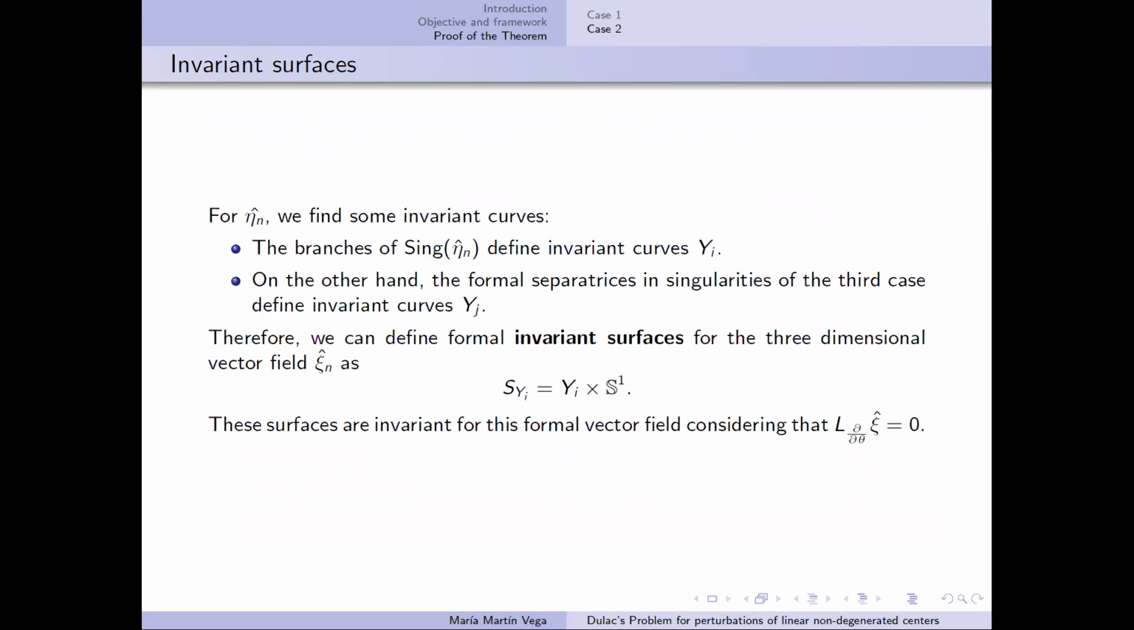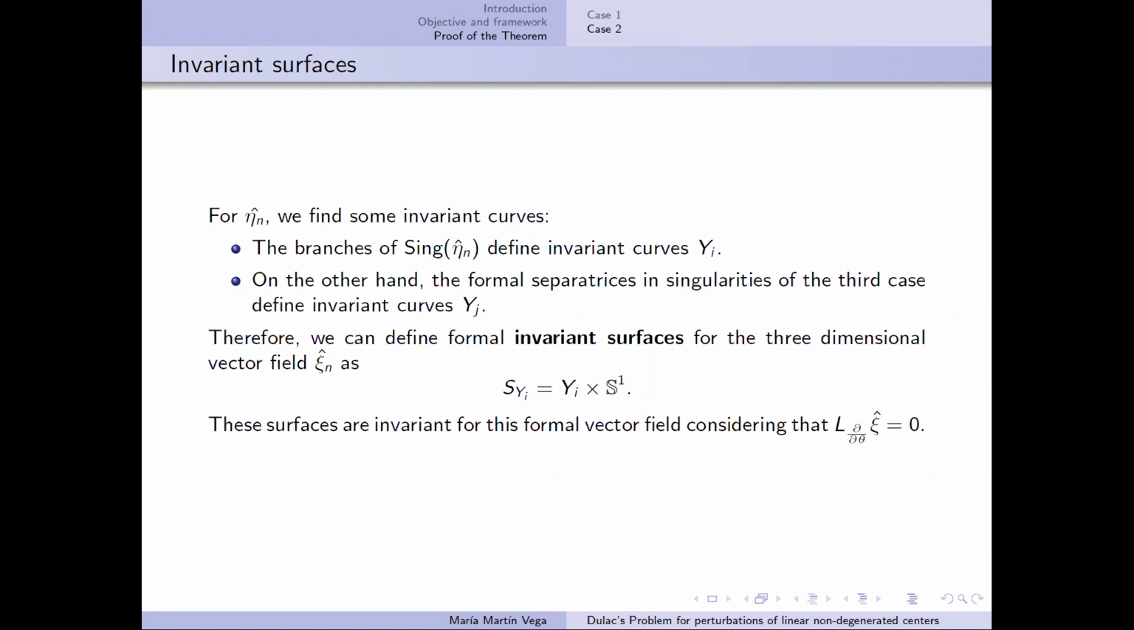Well, with this last scenario, we find some invariant curves for the two-dimensional vector field. The branches of singularities define invariant curves for the vector field because they are branches of singularities. In principle, we are in the formal case, so they are formal curves. And on the other hand, the formal separatrices are also defining formal curves of this vector field.